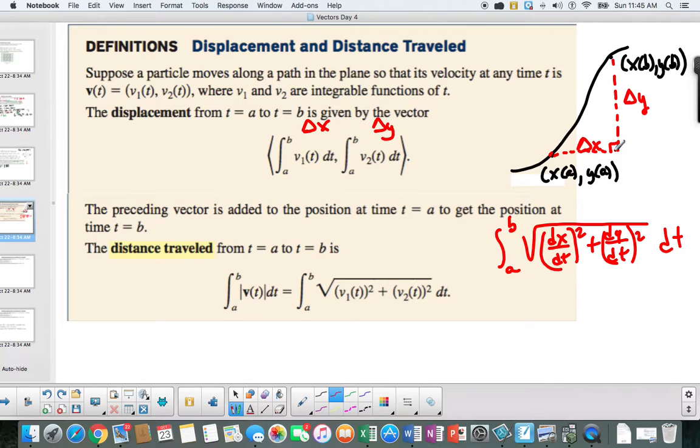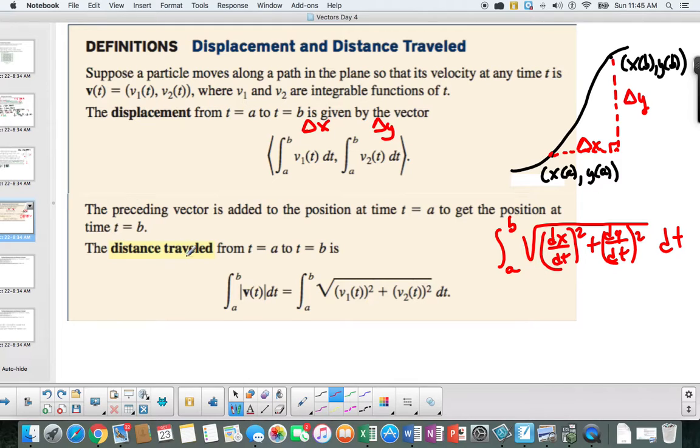Displacement is how did the x change, how did the y change. Well, you do that by integrating the velocity for the x direction, and that'll give you your delta x. Integrate the velocity for your y direction, and that'll give you your delta y. And then you're just going to start at this point, x sub a, y sub a, add your delta x to the x component, add the delta y to your y component, and then you'll get to your position.